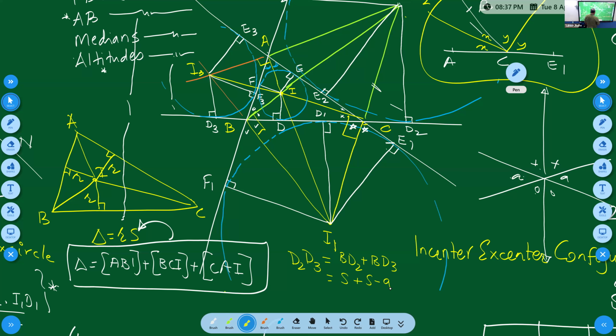त्याला जरा सिम्प्लिफाय करू शकतो आपण. 2S is A plus B plus C. Therefore 2S minus A is B plus C. So if you press this A, press such that from A to D, A coincides with D, then that triangle will become flat. And how much is DD3? Find out DD3.